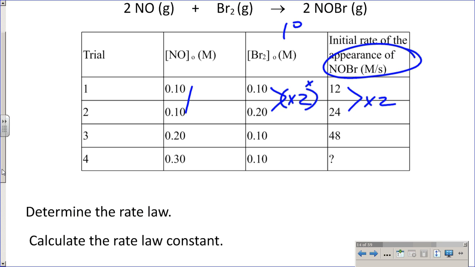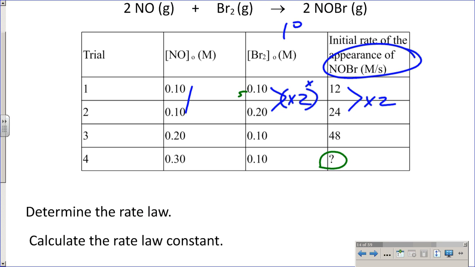I don't know what happened right now. I got too many things going on. All right, let's go ahead and do another one too. So what's happening? Which two trials do you want to use for the next order determination? 1 and 3. We can do 3 and 4. We can, but we don't know the rate here, so I can't use 4 because I can't compare something to an unknown.